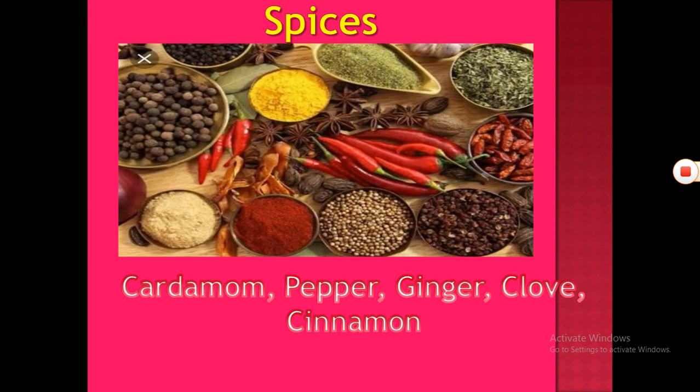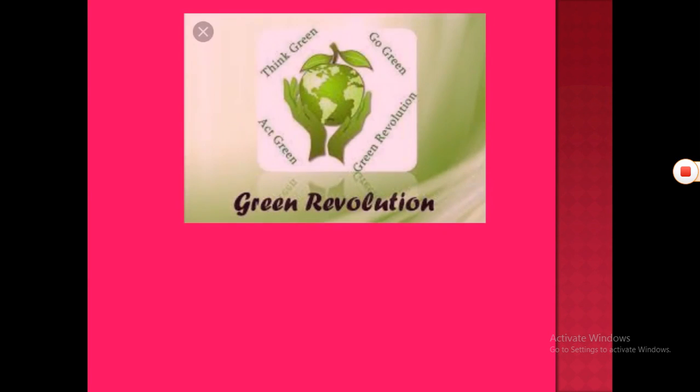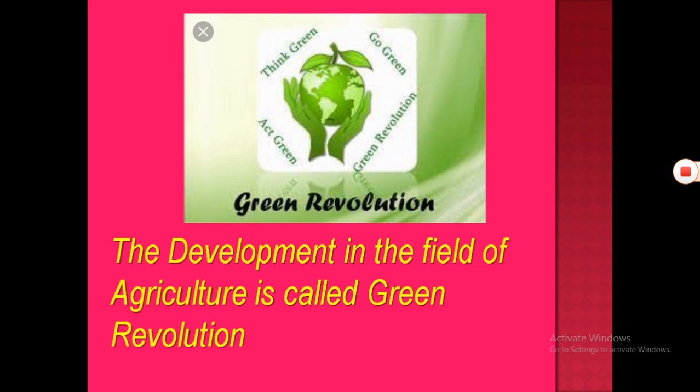After independence, our government gave greater emphasis to agriculture. As a result, we could overcome the problem of food scarcity. Formerly, we were importing food grains. Importing means ഇറക്കുമതി ചെയ്യുക. നമ്മൾ മറ്റു രാജ്യത്തിൽ നിന്ന് നമ്മുടെ രാജ്യത്തേക്ക് ഇറക്കുമതി ചെയ്യുക. That is importing. Now we have surplus stock. This development is called the Green Revolution. Children listen carefully. What is Green Revolution?